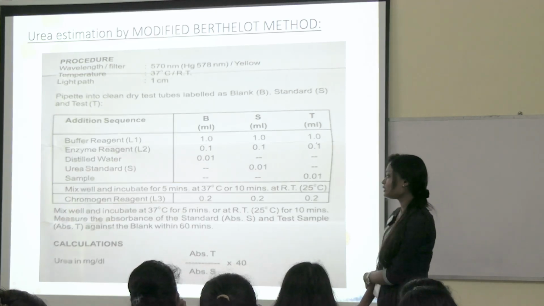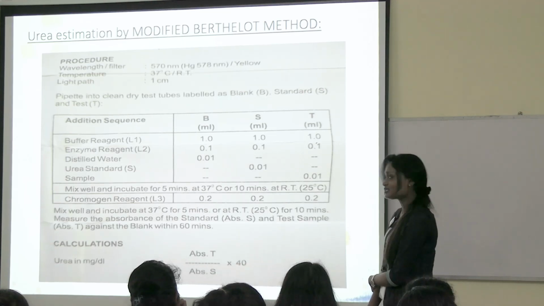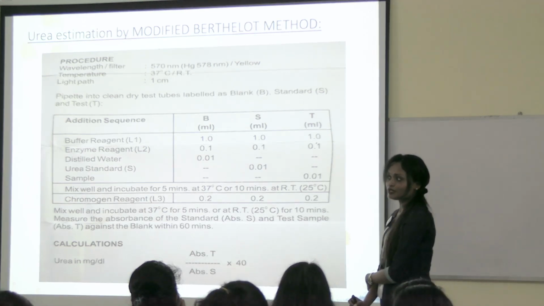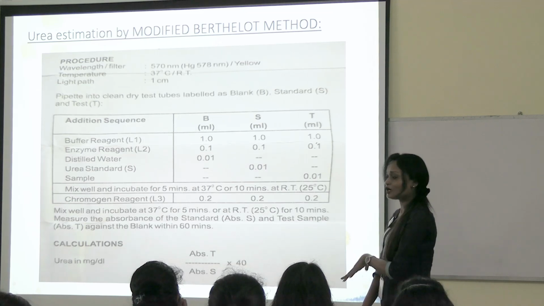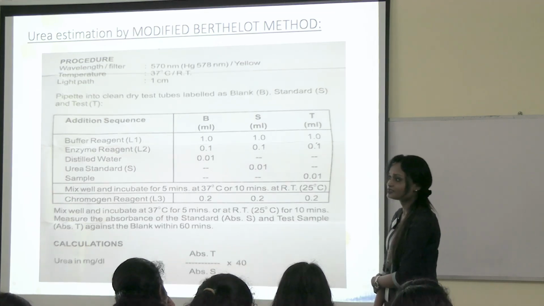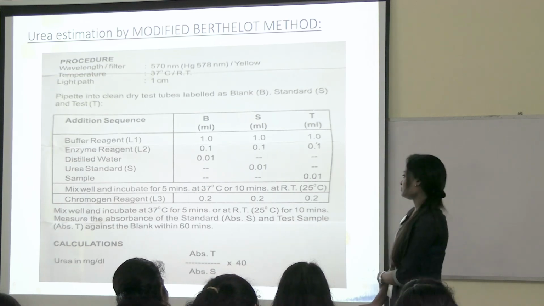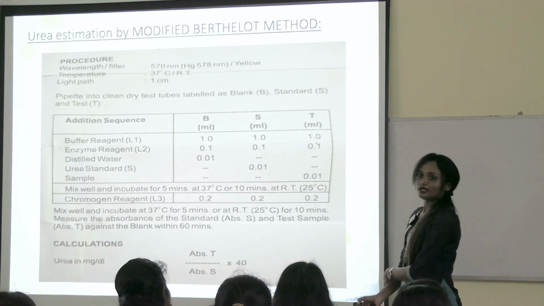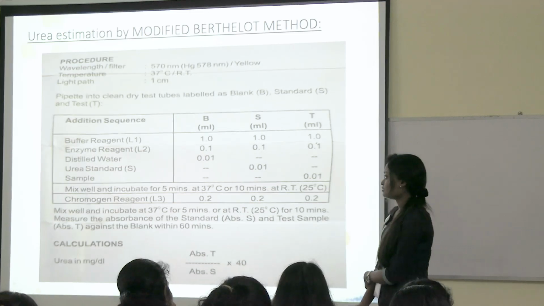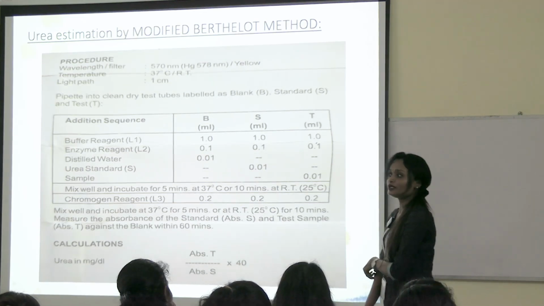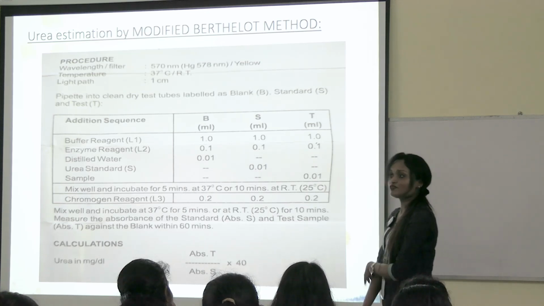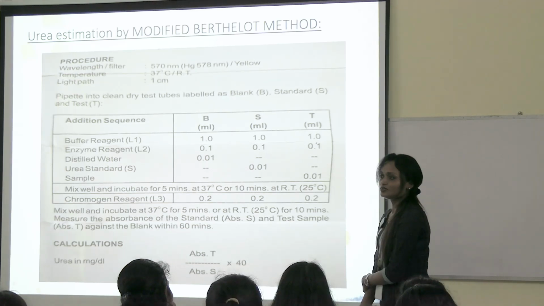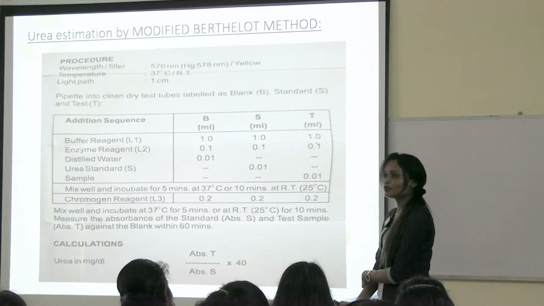Then mix it well and incubate for 5 minutes at 37 degrees Celsius or 10 minutes at room temperature, 25 degrees Celsius. Today we are doing it at room temperature because now room temperature is more than 25 degrees Celsius, so no need to incubate. We'll wait for 10 minutes at room temperature. Remember this: in winter you have to incubate at 37 degrees Celsius for 5 minutes. When the room temperature is 25 degrees or more, then wait for 10 minutes at room temperature.